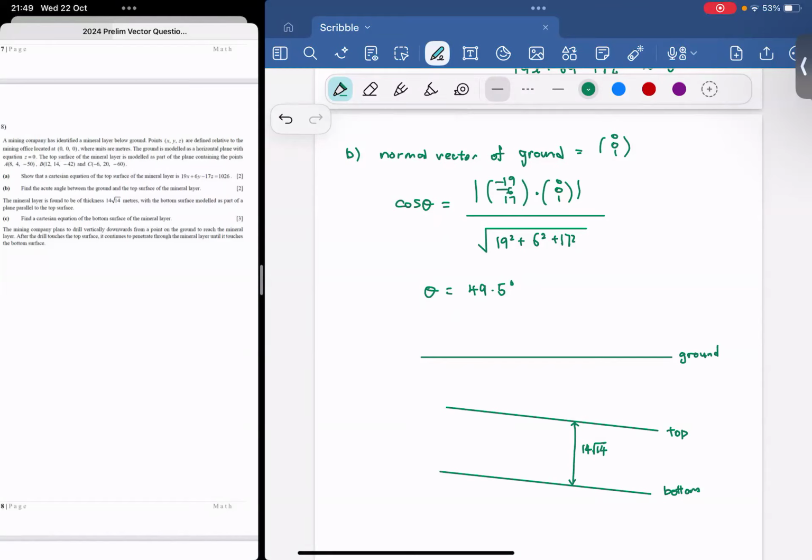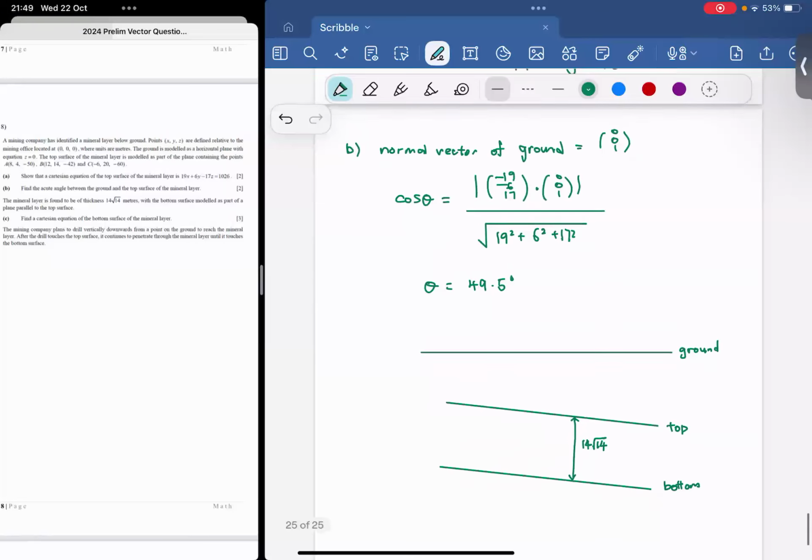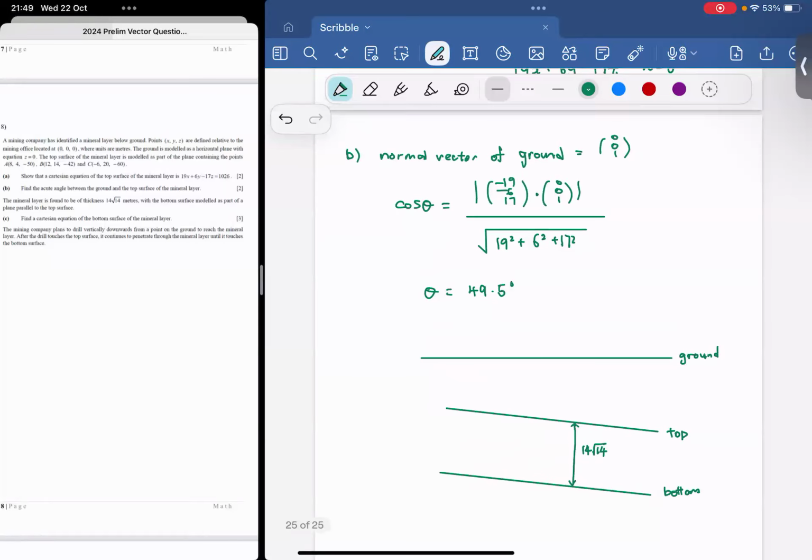This is the distance also. Now we can find that. So what we need to do is find the perpendicular distance of the plane. Let's say this is the origin. So the perpendicular distance is what? Then we add this, we can find that.